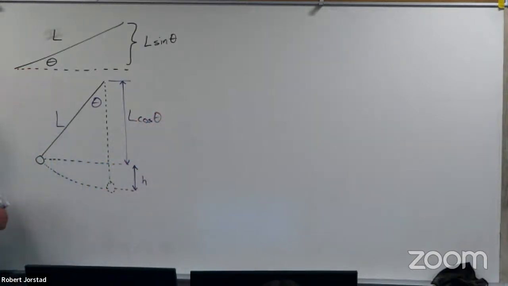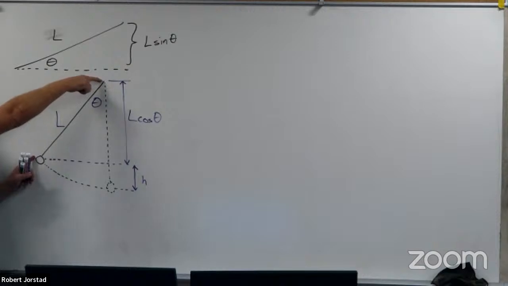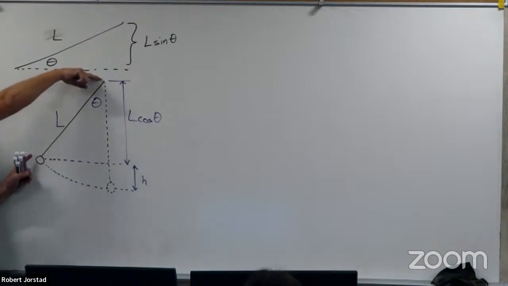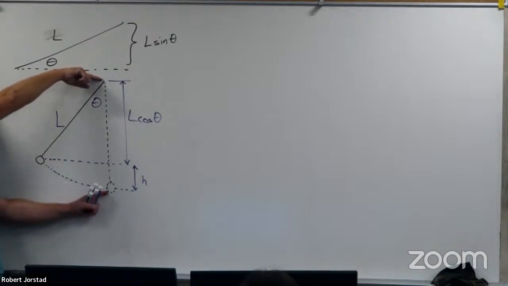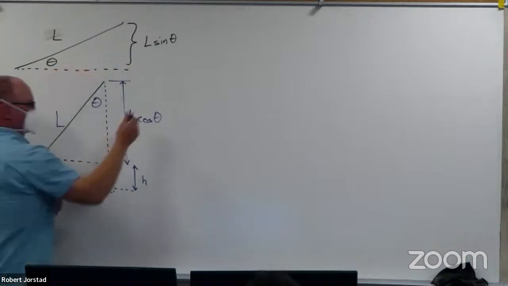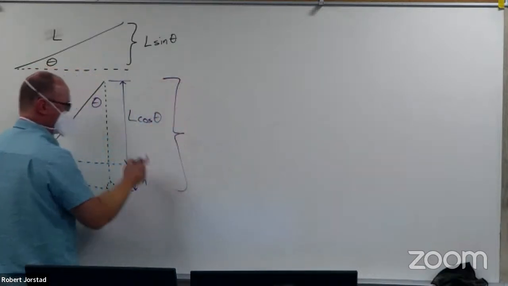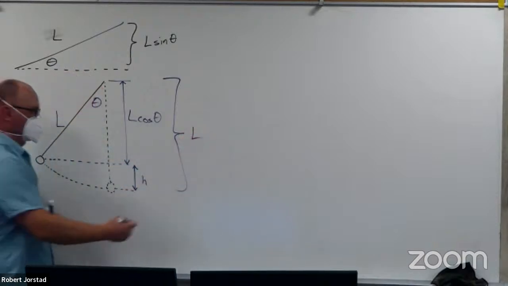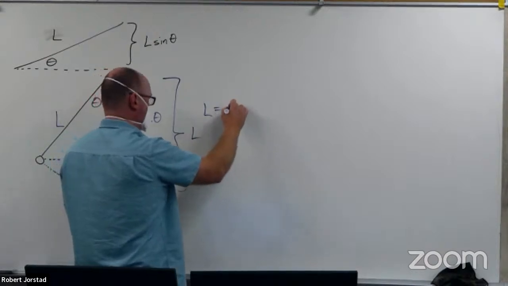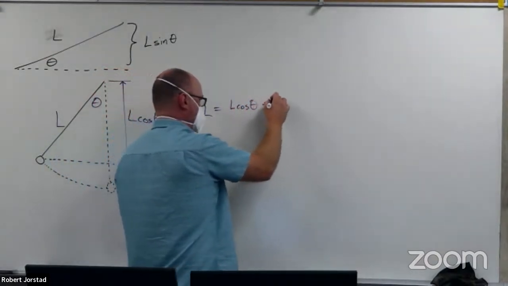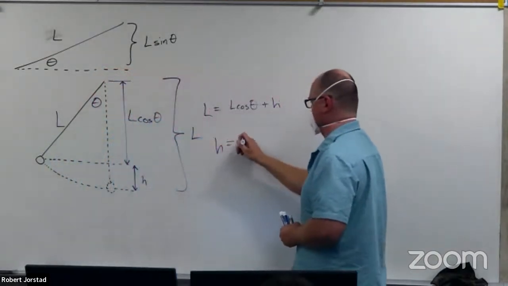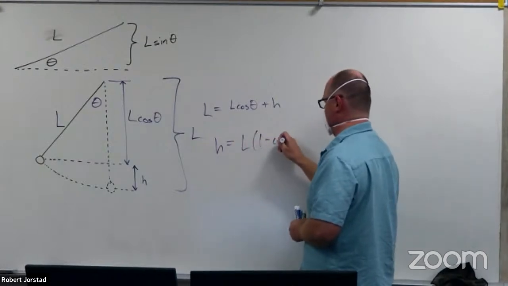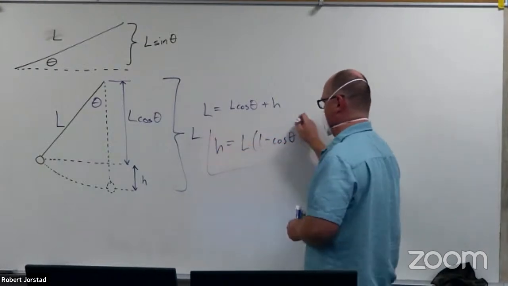Now, hear me out. This length is L, right? Just watch my fingers here. If this length is L, what's this length? Yeah, so this whole thing, L cos plus H, is also L. Do you agree that L equals L cosine theta plus H? So H is equal to L times 1 minus cosine theta. This appears in a lot of problems.